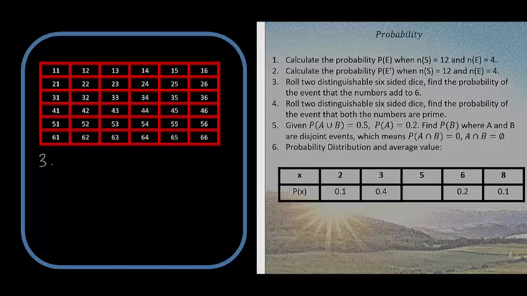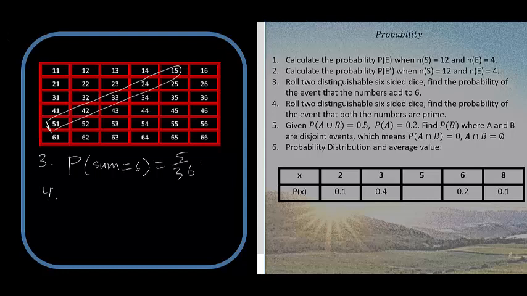Now we want the probability of the event that the numbers add to 6. So the numbers that add to 6 will be those outcomes you can see here. Starting from this, it goes like this. So we see here 1, 2, 3, 4, 5 outcomes. So the probability that the sum equals 6 will be 5 over 36. We are done for number 3.